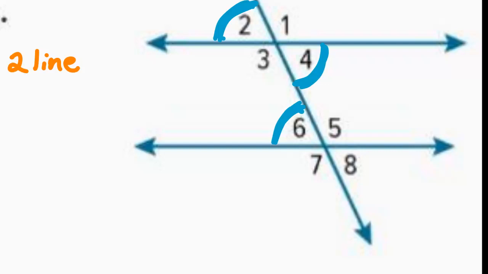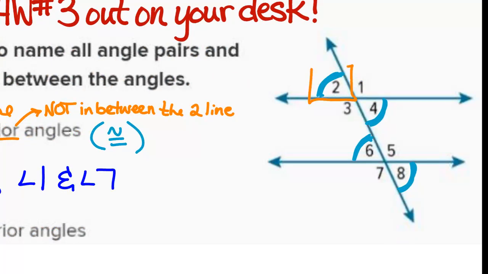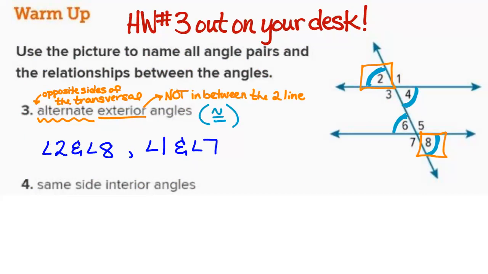What's the vertical angle for angle 6? Angle 8. So 6 and 8 would have to be the same size. That means that angle 2 and angle 8 have to be the same size. That's why my alternate exterior angles are congruent.